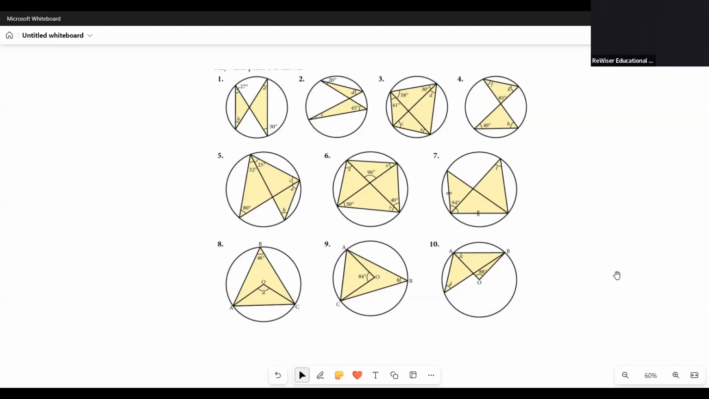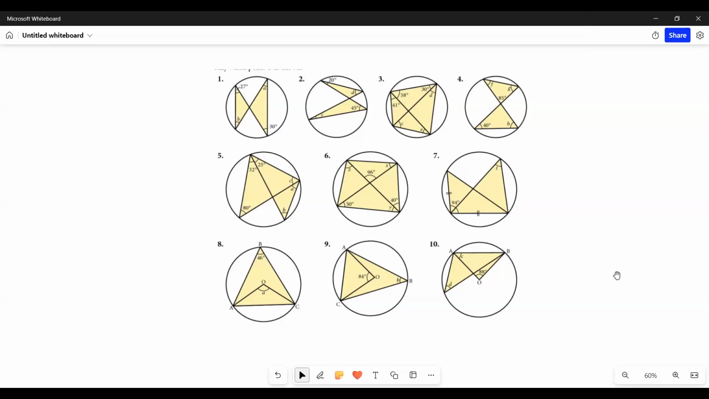Okay. Go for the fourth one. Fourth one, F is 40. Yes. And G is 180 minus 85 minus 40. G is 50, H is also 50. How much is G? 55. That's correct. Okay. Number 5.